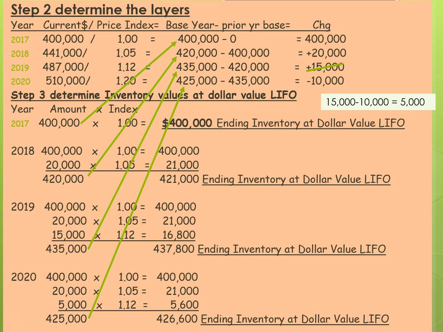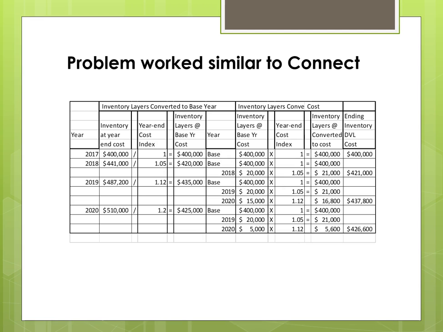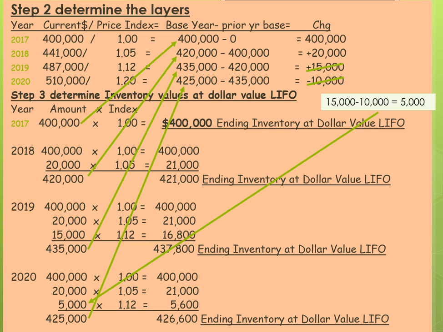So because that minus 10,000, we have to take it away from the level above. Let me go back to that so you can see. So that's how it works.